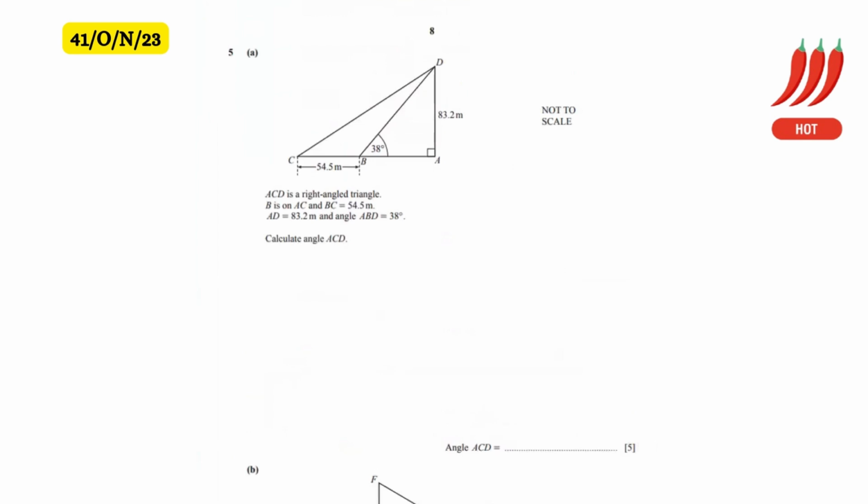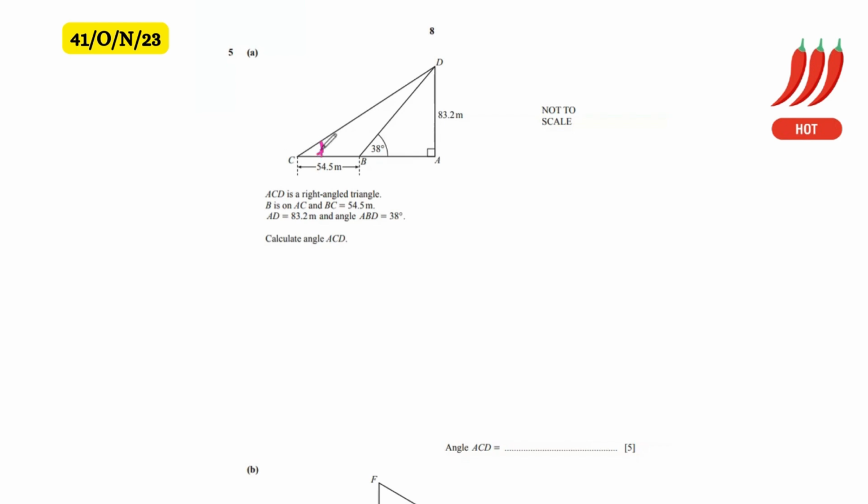Question 5 says AC is a right angle triangle. B is on AC and BC is 54.5 meters. AD is 83.2 meters and the angle ABD is 38 degrees. Calculate angle ACD. This is what they're asking us to calculate.